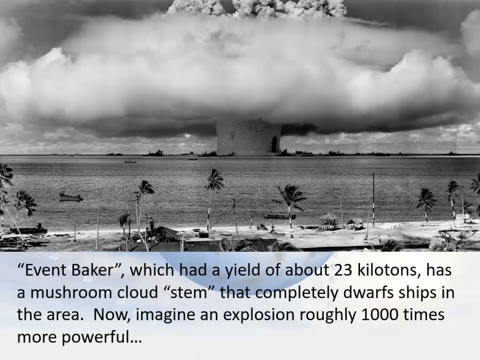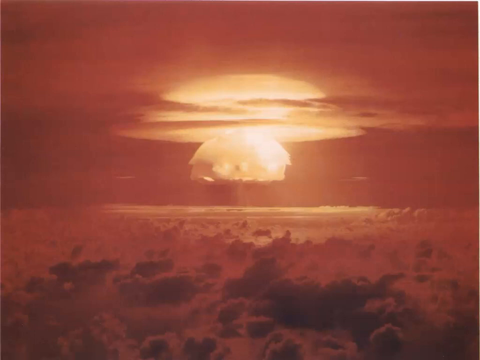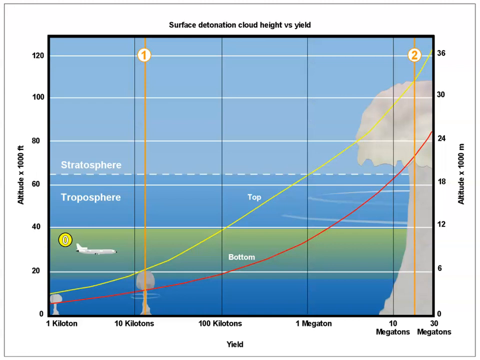Now here is a picture of a mushroom cloud from the Event Baker blast, which was actually just an atomic bomb, 23 kilotons TNT equivalent. But even here you see that these ships are going up into the stem of that. But imagine something that's 1,000 times more powerful than that. This is a distant picture of the Castle Bravo explosion. The height of the mushroom cloud increases as the explosive yield increases as well. So the explosions over Hiroshima and Nagasaki might have been something like this. That mushroom cloud might have gotten up to a height on the order of about 20,000 feet, whereas Castle Bravo got up to something like over 100,000 feet.